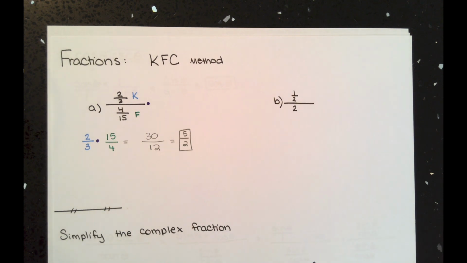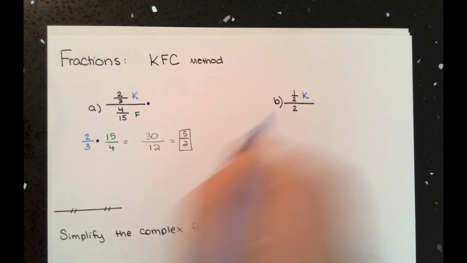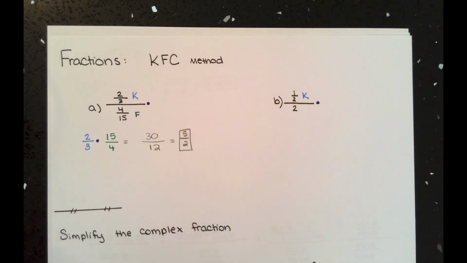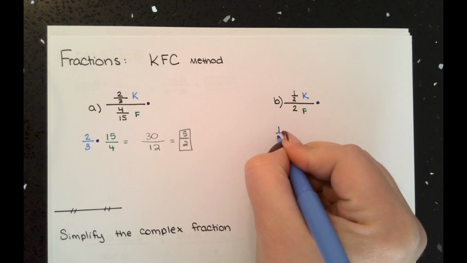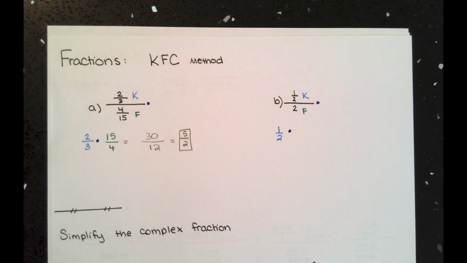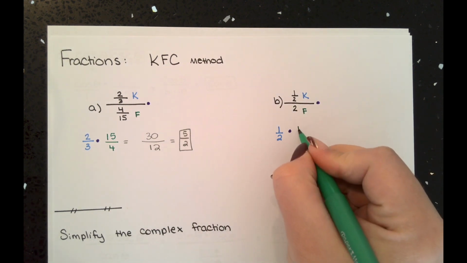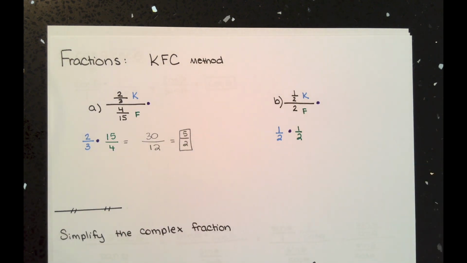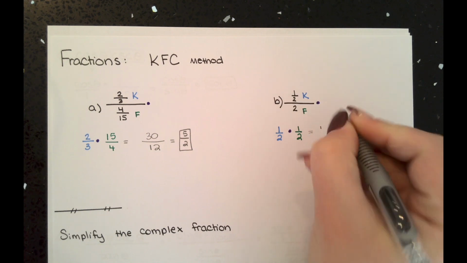Let's go again. We have keep, change, flip. So we're keeping the 1/2. We're changing that to multiplication, and we're flipping it. But wait, 2 is not a fraction. So what are we flipping? Well, you're still taking the reciprocal of that denominator. So if we have 2, the reciprocal of 2 is 1/2. So you're still flipping it. And so we have our 1/4 here. Oops.